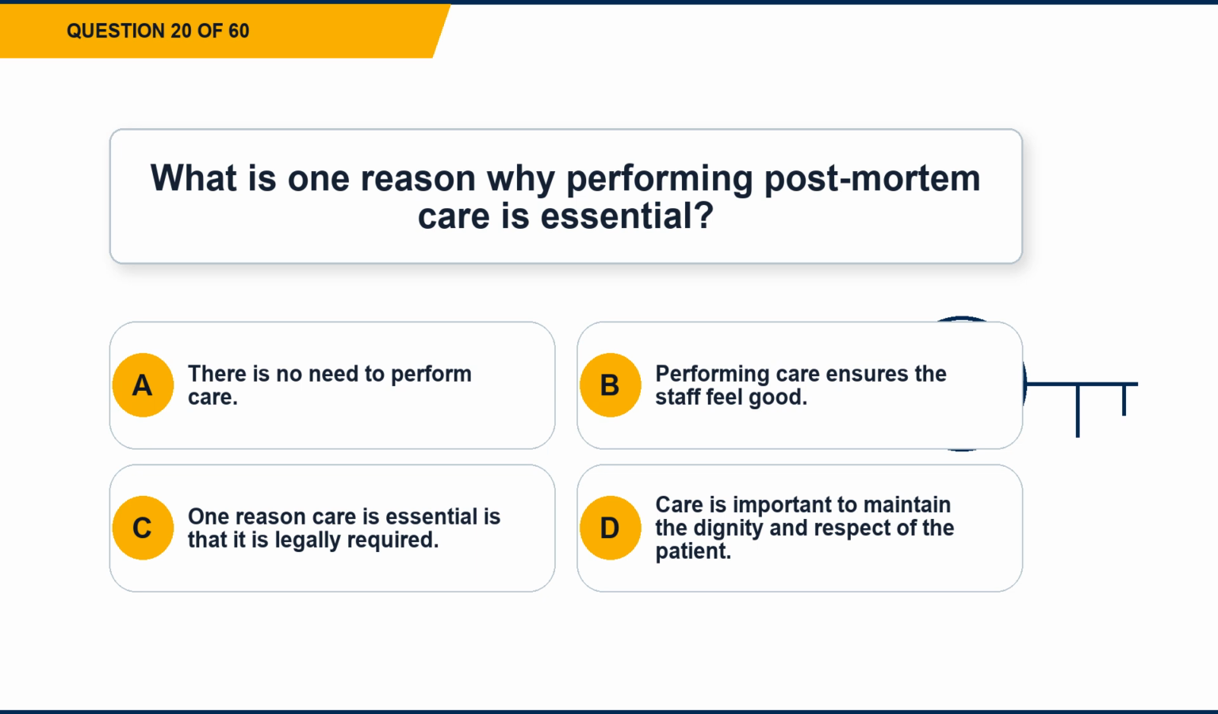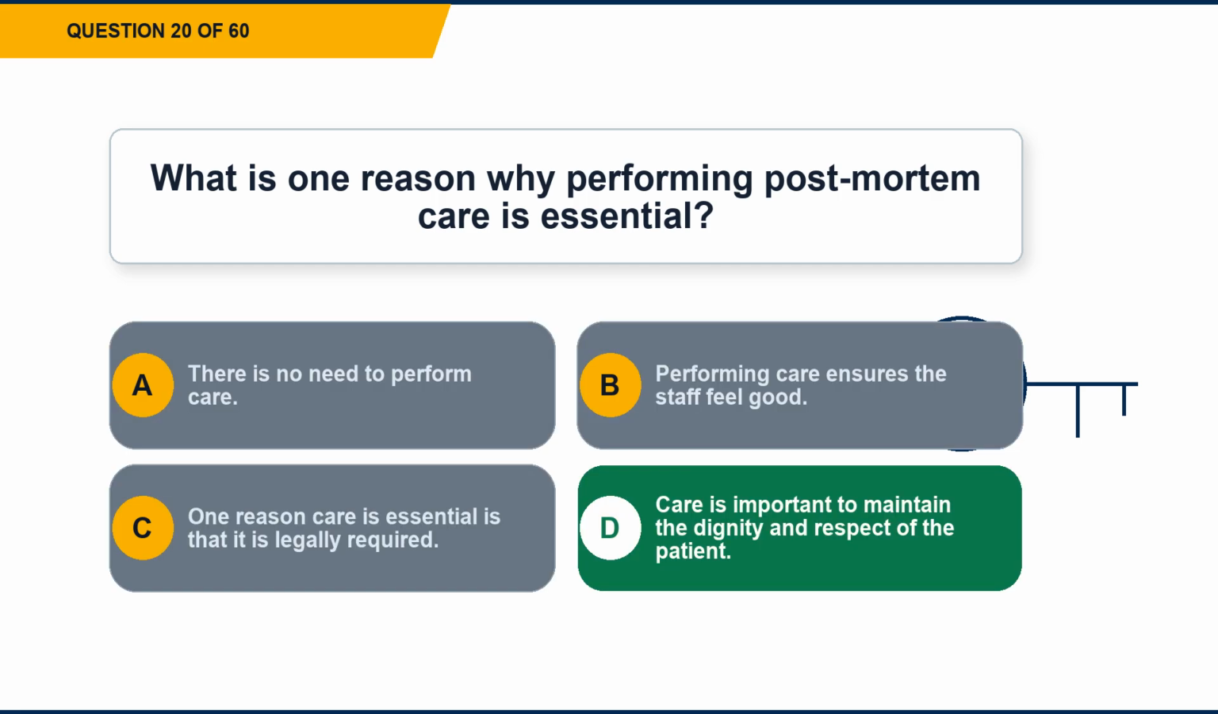Option A: there is no need to perform care. Option B: performing care ensures the staff feel good. Option C: one reason care is essential is that it is legally required. Option D: care is important to maintain the dignity and respect of the patient. The correct answer is option D: care is important to maintain the dignity and respect of the patient.